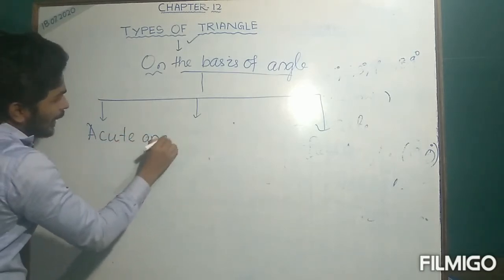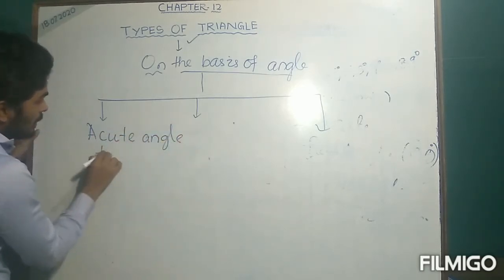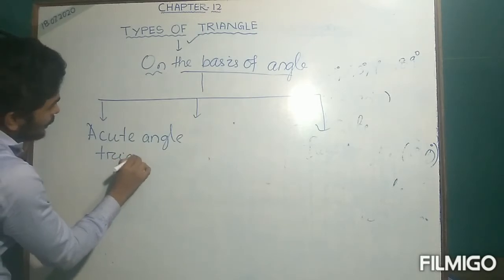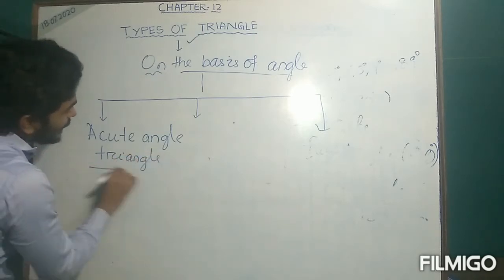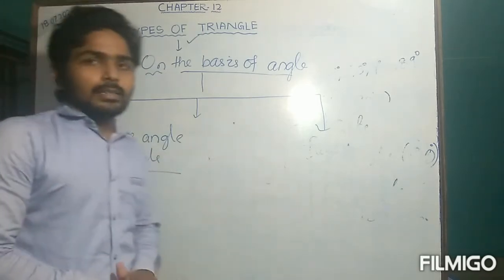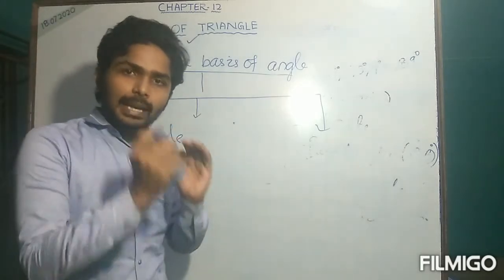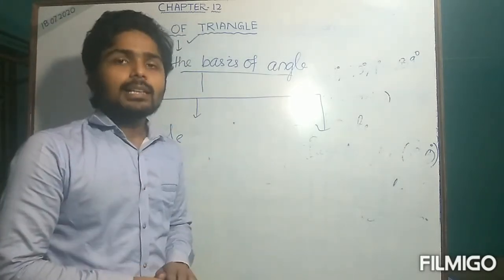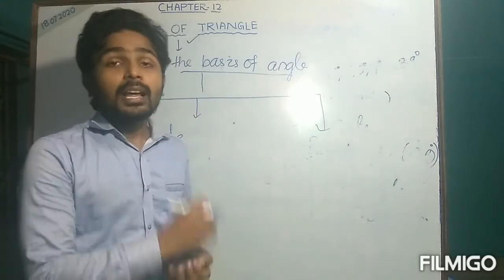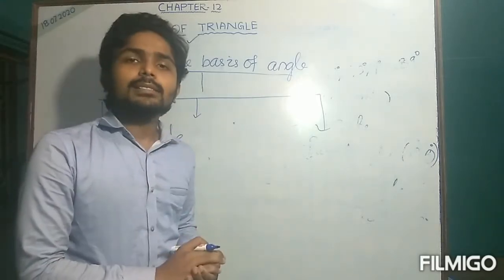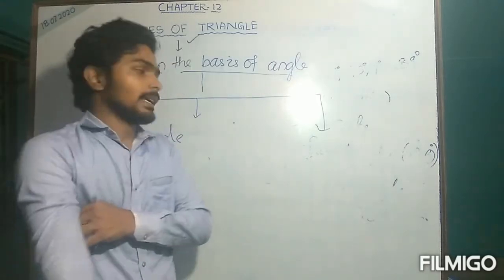Acute angle triangle. So what is an acute angle triangle? The definition of an acute angle triangle is: if each angle of a triangle is acute, or less than 90 degrees, then it is called an acute angle triangle.